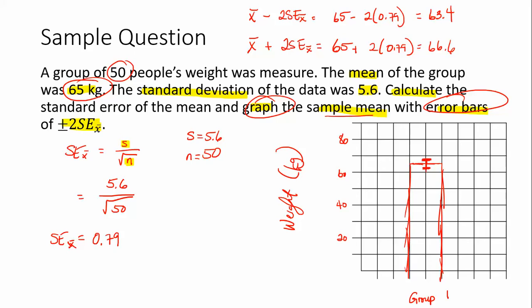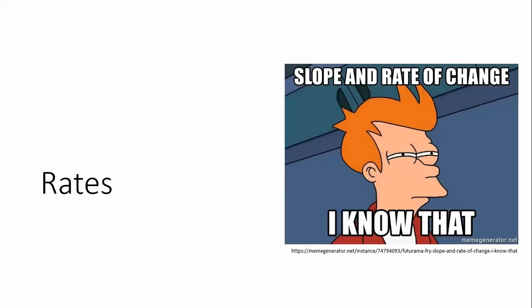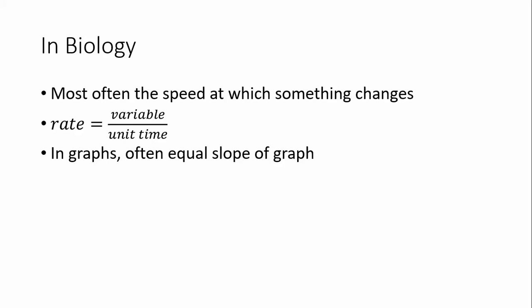All right. So now let's talk about rates. In biology, the most common rate we're going to look at is how something changes per unit time, or how something changes over time. If you have a graph where the x-axis, the dependent variable, is time, then a lot of times that rate is going to be the slope of your graph. But be careful, because sometimes it's not just as simple as calculating the slope of the graph.